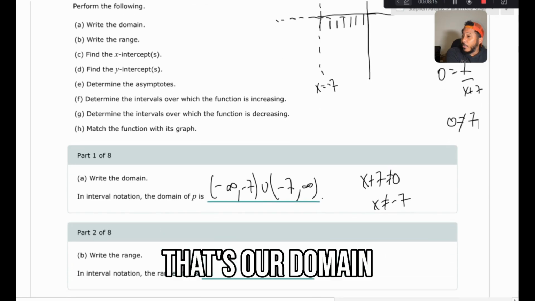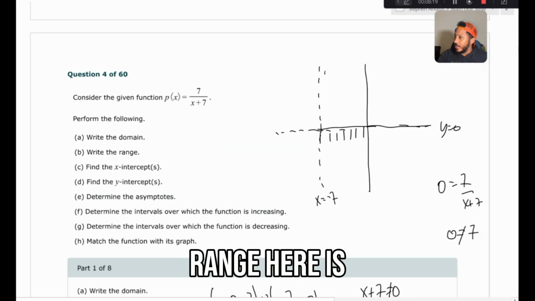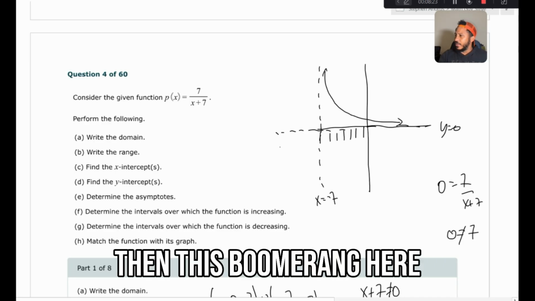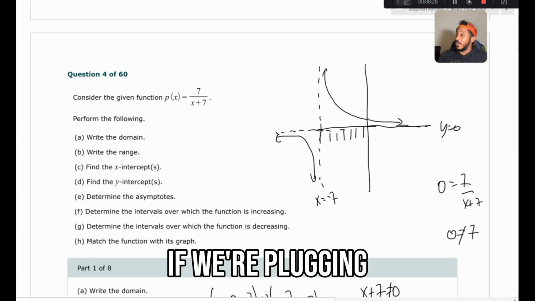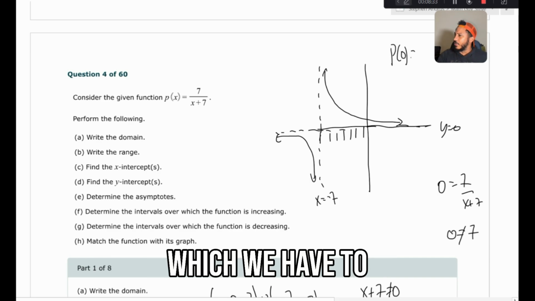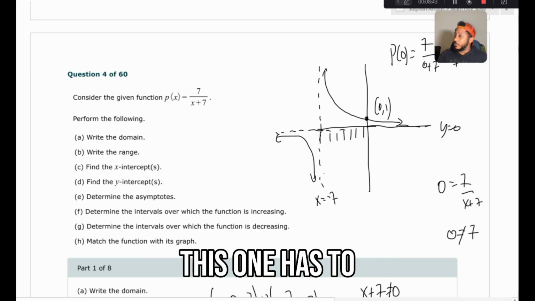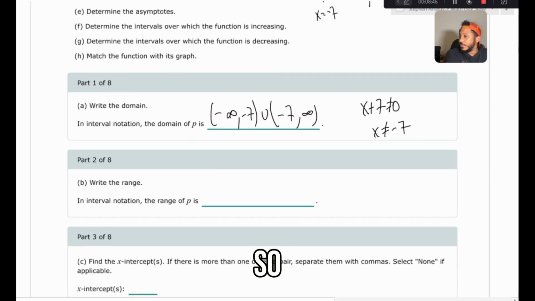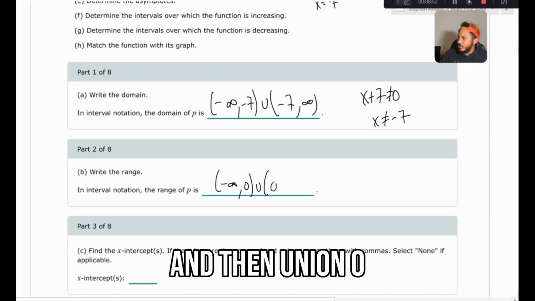So that's our domain. To find the range, if we knew the shape of the graph, that helps, right? We know we have this boomerang here and then this boomerang here. How do we find that? We can also find just one other value, like if we're finding the y-intercept, by plugging in 0 into the function. So p of 0: we get 7 over 0 plus 7, which is 7 over 7, so 1. So (0, 1). And now we use that: if this one's up top, this one has to be down below. So the range, we know, is from -infinity to 0, and then union 0 to infinity, because of that horizontal asymptote.